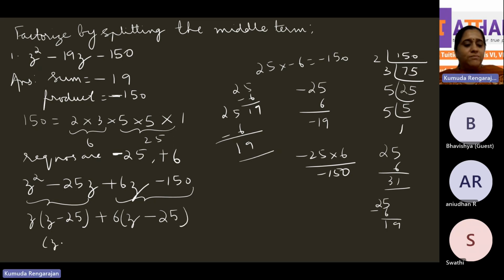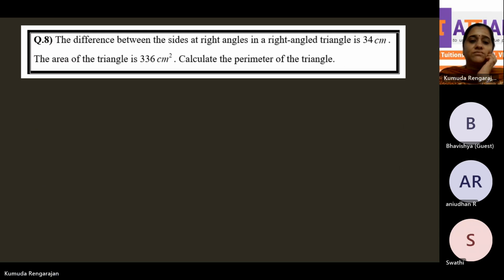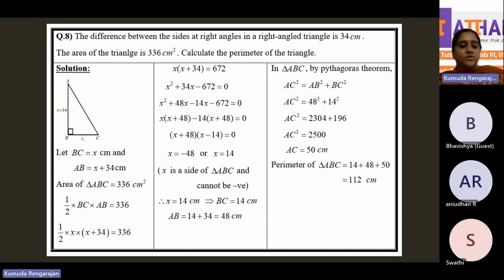Now we will get Z plus 6. Gather this. Write this in one bracket: Z plus 6, and then Z minus 25. So this is how we factorize by splitting the middle term. This is what we had to do here in this sum. This is what we had to do here. At this stage, we have to split the middle term.